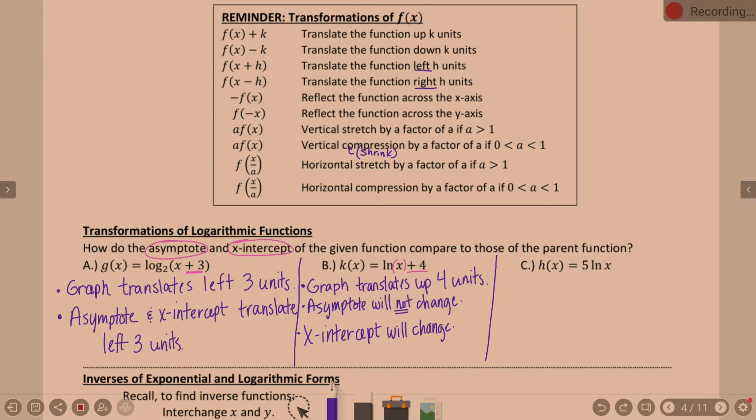C. What is being done to this natural log graph? Okay, so we're multiplying by 5. Multiplying by a number out front is either a vertical stretch or compression. Because it's a number bigger than 1, we know the graph is being vertically stretched by a factor of 5. So the graph is vertically stretched by a factor of 5.